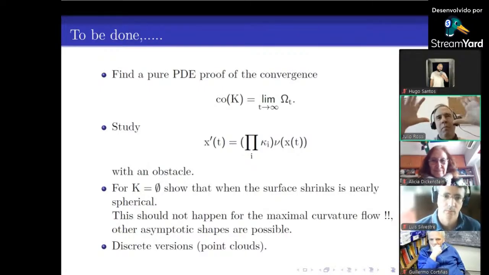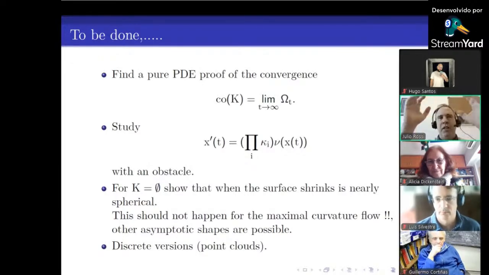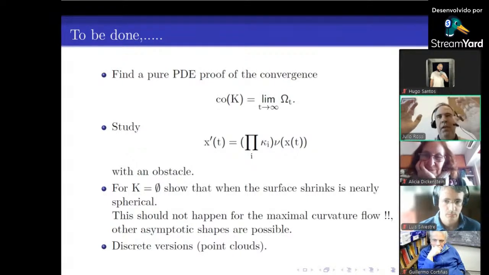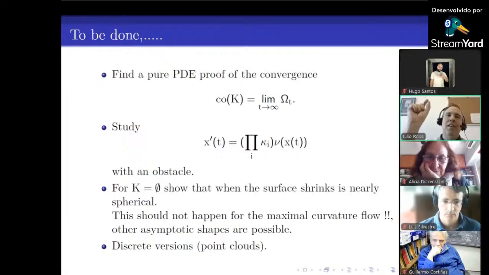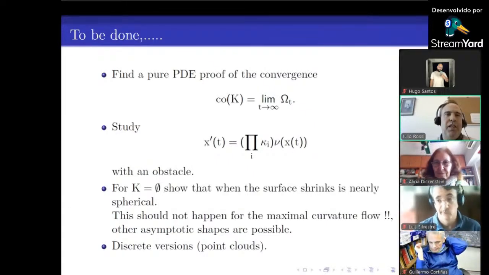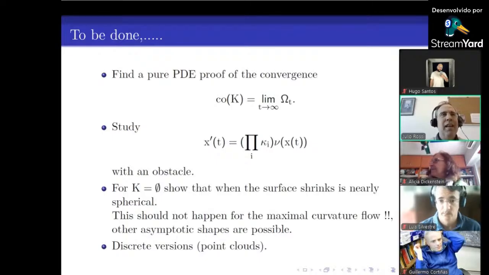if you take a convex surface that surrounds the obstacle, prove that the movement by minimal curvature of this convex surface remains convex for every time, and that the distance from the convex hull of the set K to the surface is decreasing, and in fact strictly decreasing with time. And this I don't know. I don't know how to prove it using only the PDE problem.